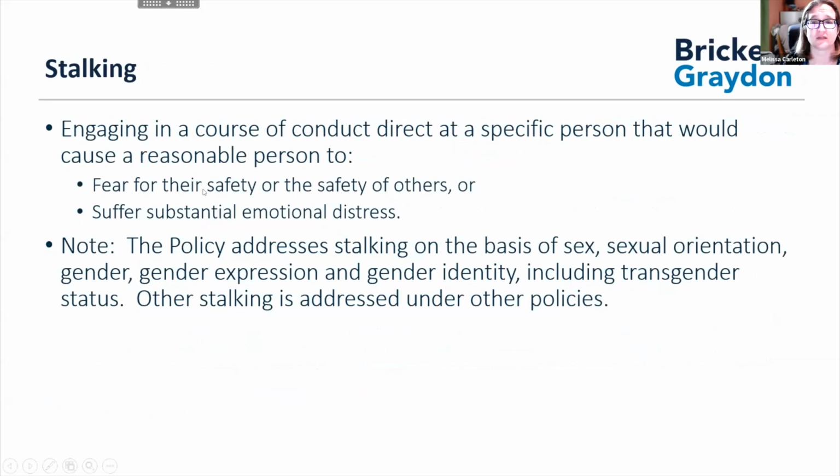Stalking, another portion of your policy, includes engaging in a course of conduct directed at a specific person that would cause a reasonable person to either fear for their safety or the safety of others, or suffer substantial emotional distress. And this policy is pinned to stalking on the basis of sex, sexual orientation, gender expression, gender identity, including transgender status. Other stalking is not allowed. If you're being stalked because a student doesn't like their grade or because you owe someone rent money, those things are still not okay. We don't engage in stalking, but this policy only deals with it if it's based on sex.